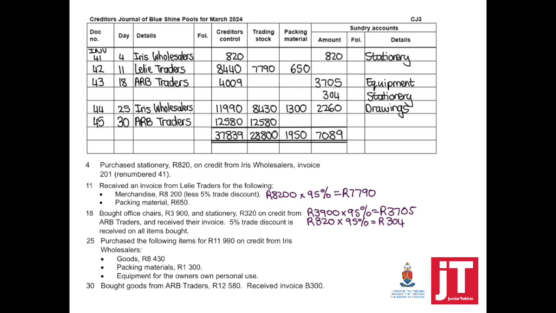When you are done taking all the transactions that are applicable to the creditors journal, you can draw a line and then we need to total each one of these money columns. A reminder, from the creditors journal, creditors control will always be credited and the rest will be debited. So if I add everything up, trading stock, packing material, everything in sundry accounts, the total, 7,089 plus 1,950 plus 28,800, should equal exactly the same, 37,839.